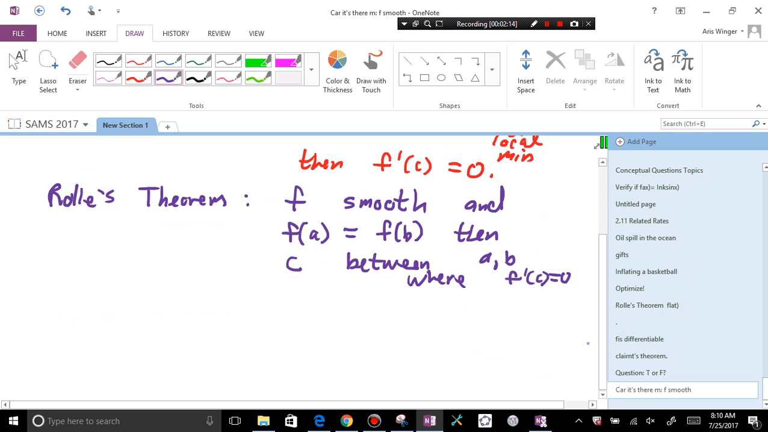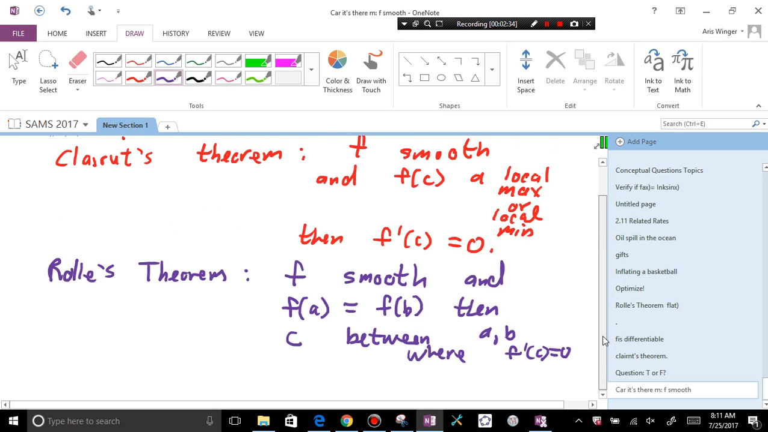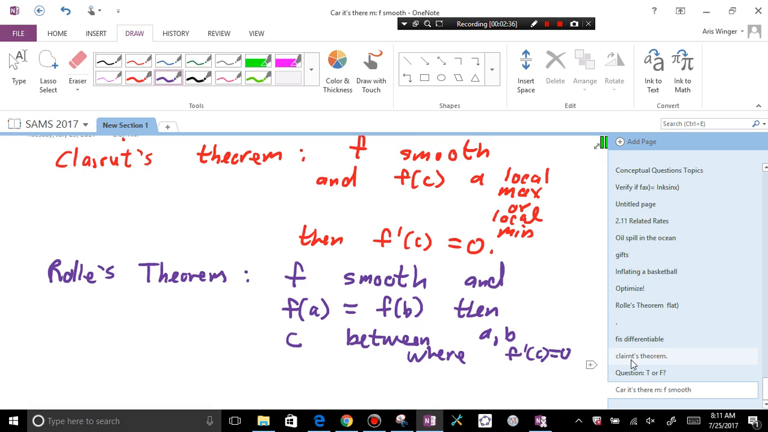Question number X on the test is: state the mean value theorem and give a graphical interpretation. State the mean value theorem and give a geometrical interpretation. That's usually how I say it over the years.